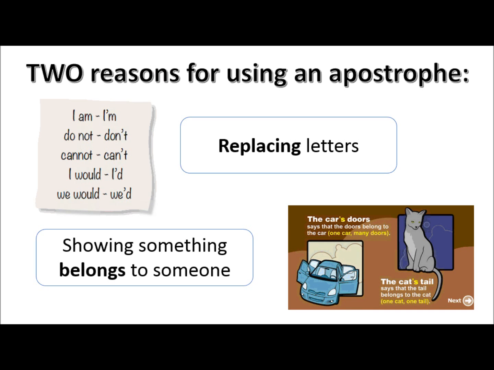The second main reason for using an apostrophe is to show that something belongs to someone. The car's doors, the doors belonging to the car. The cat's tail, the tail belonging to the cat.